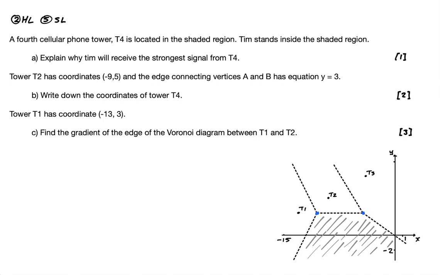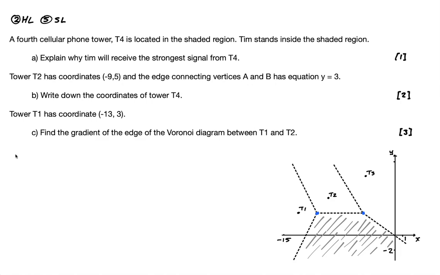Okay, this is question 2 for HL and 5 for SL. We have a Voronoi diagram here. These are cellular phone towers, T1, T2, and T3, and they're in these cells of the Voronoi diagram, let's say these regions here. And T4 is located in the shaded region. So it's somewhere in here, T4. Tim stands inside the shaded region. Explain why Tim will receive the strongest signal from tower 4.